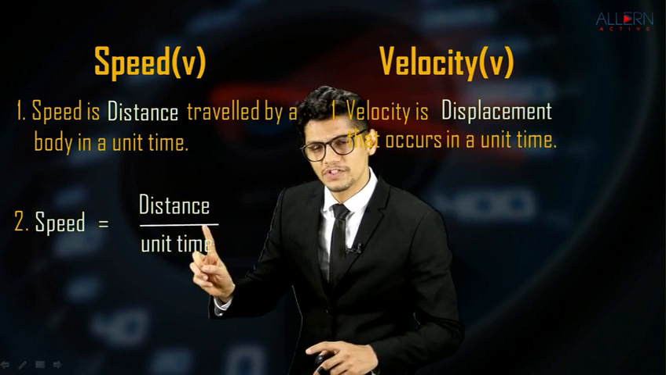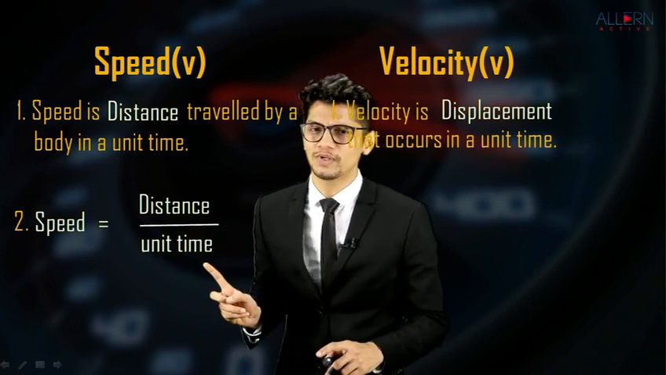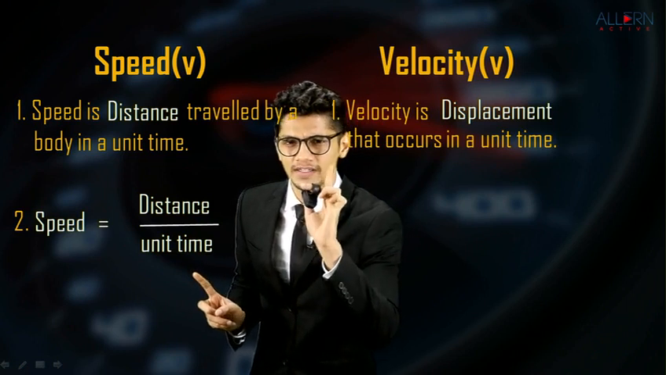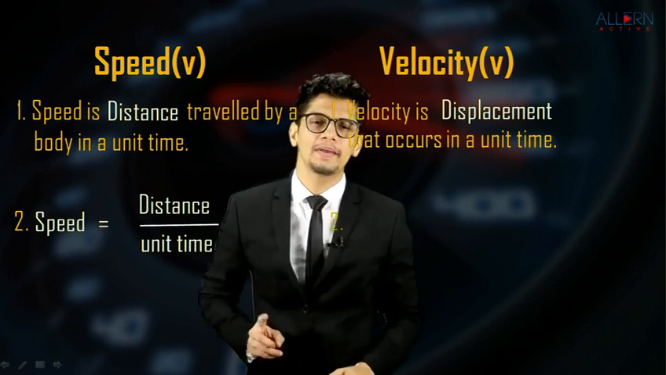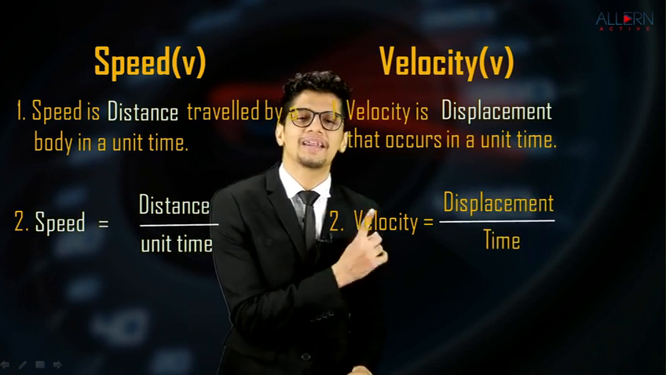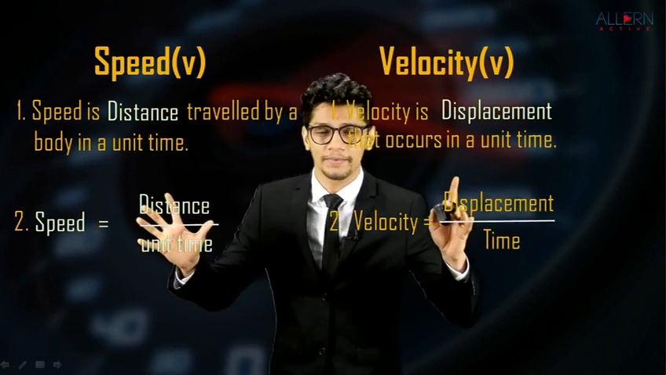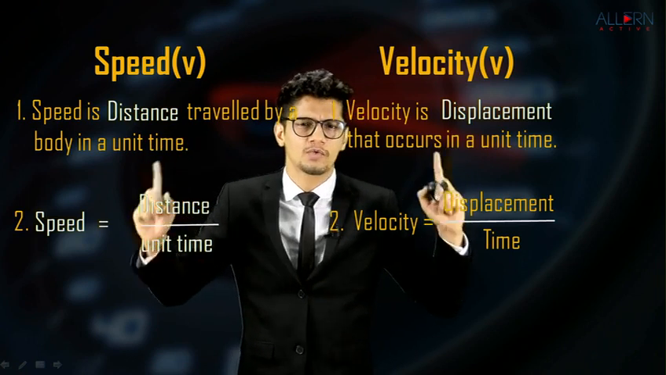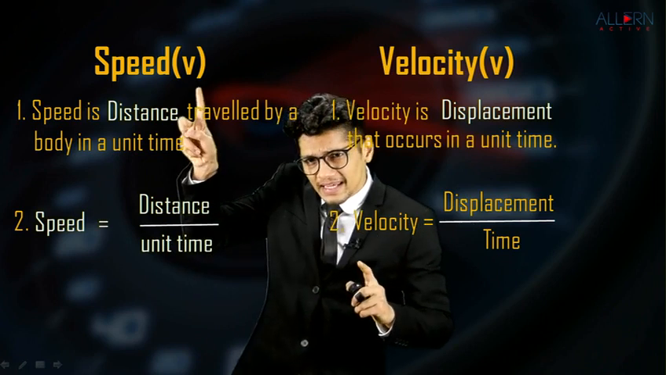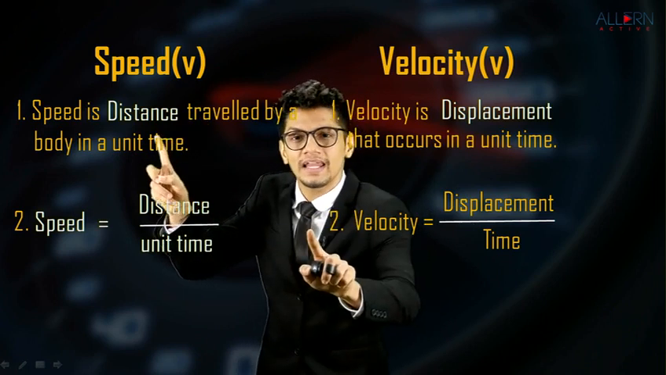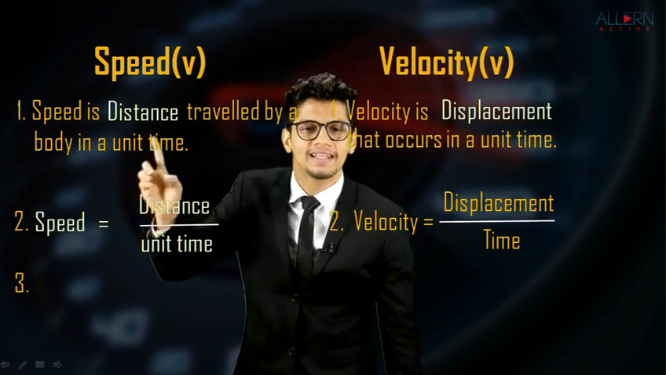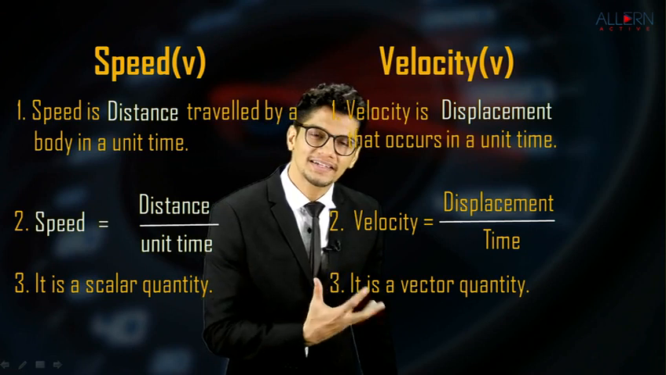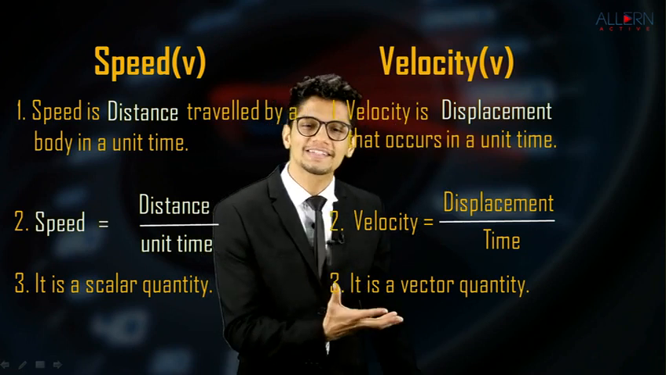Now the formula for speed is equal to distance upon unit time. Now think and tell yourself what should be the formula for velocity. The formula obviously will be velocity is equal to displacement upon time. Now one more thing. You remember I said distance is a scalar quantity and displacement is a vector quantity. And if speed is related to distance, that means speed also becomes a scalar quantity. That is what the third point is. It is a scalar quantity and here it is a vector quantity. That means velocity obviously is a vector quantity.